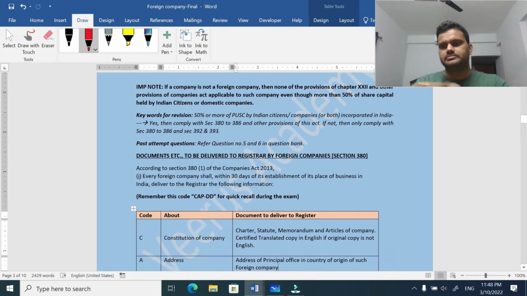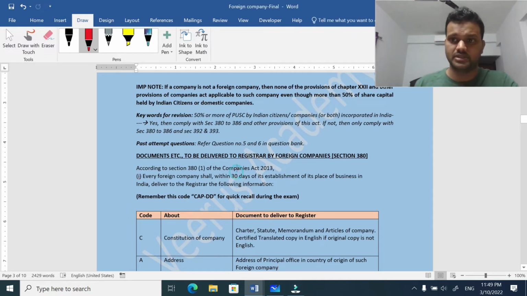Every foreign company, once it satisfies the condition, once it has a business connection and has started its business activities, has to reach out to the registrar within 30 days of having a business activity in India, or after establishing a place of business in India, and give some basic information related to that company. What the basic information is, what the documents are, and in which form they need to be delivered are all provided in section 380 of the Companies Act. We are going to read that.